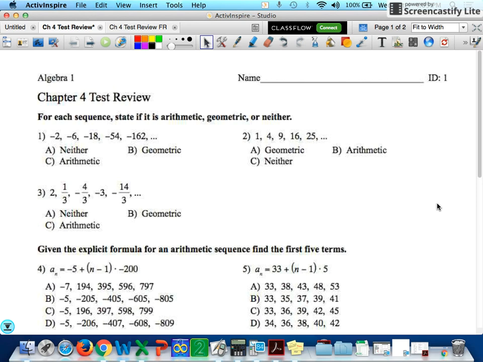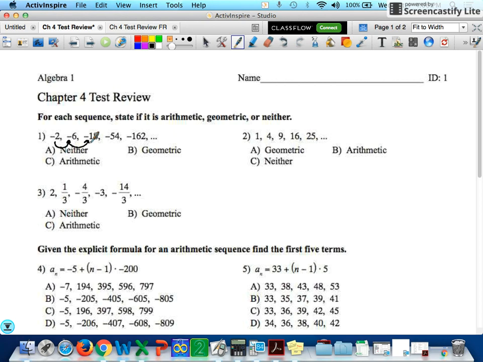All right, guys, so this is the Chapter 4 test review over sequences. We're looking here at the very first one of our 20 multiple choice problems. And it says for each sequence, just state whether it's arithmetic, geometric, or neither. So what we're doing with this problem is we're just trying to see every step of the way, what are we doing? So when we go from here to here, what happened? When we go from here to here, what happened?